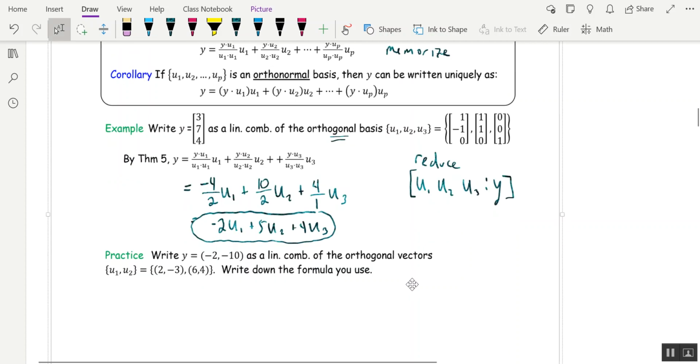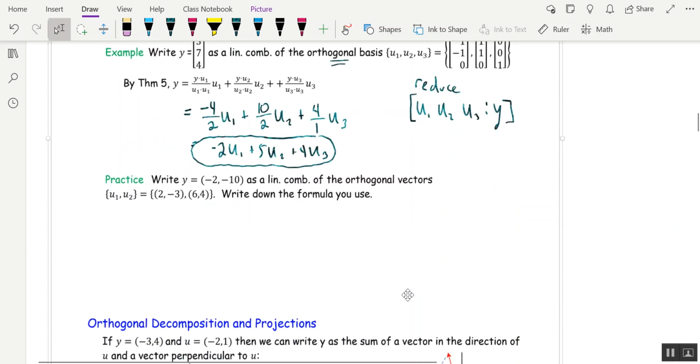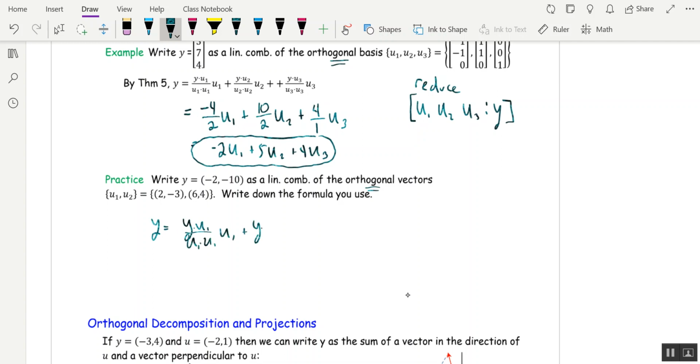So here's a pause and practice. Write y as a linear combination of these two vectors, and I'm telling you they're orthogonal, so you don't have to check. And write down any formulas you use. And I'm switching up the notation. We're using linear notation here. Okay, so hopefully you did that. y equals (y dot u1)/(u1 dot u1) u1 plus (y dot u2)/(u2 dot u2) u2.